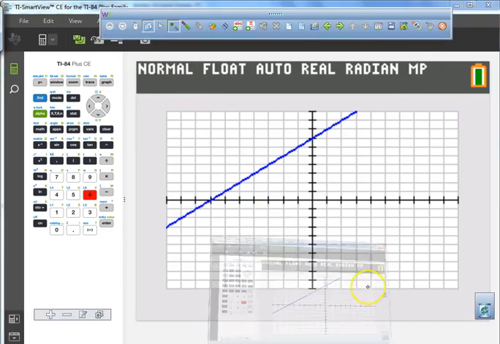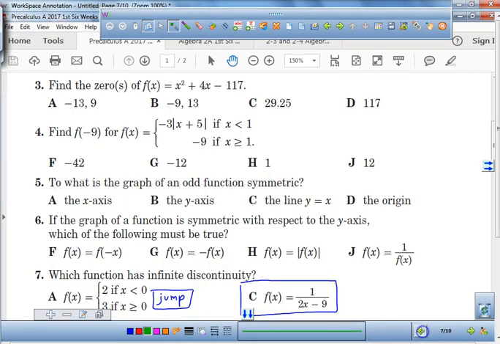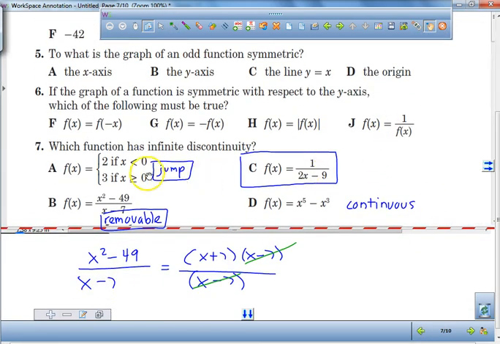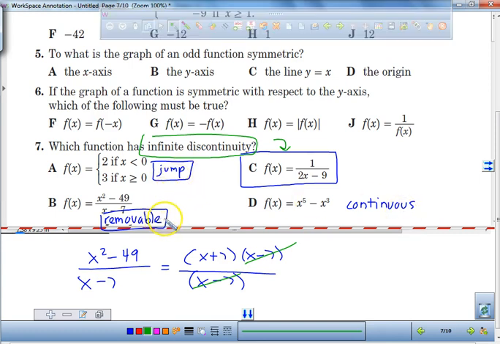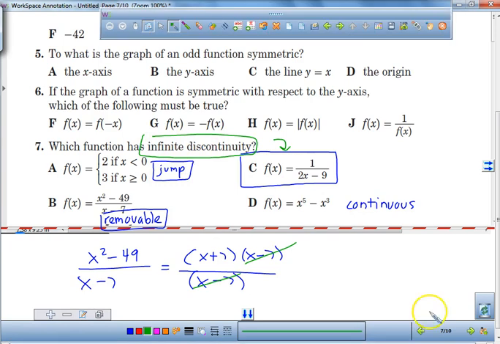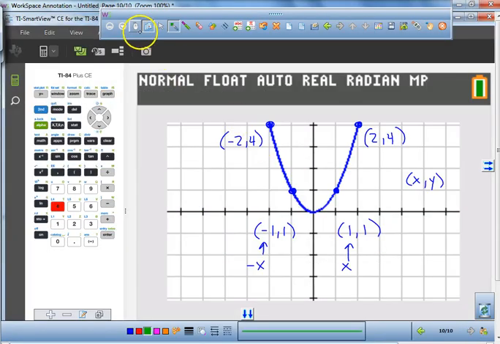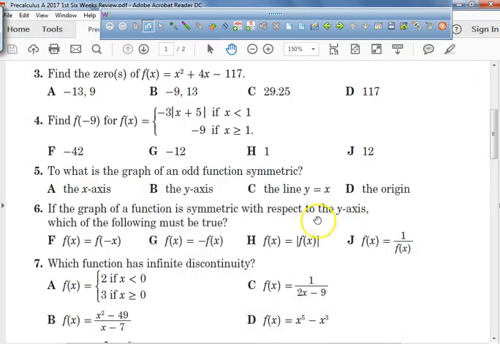So, in review, this answer is jump. This answer is removable. This answer is the answer for infinite. And this answer is continuous. So you could have a question that asks you which one has jump, which one has removable, which one's continuous. Depending on what that says, you've got to know the difference. Moving on.